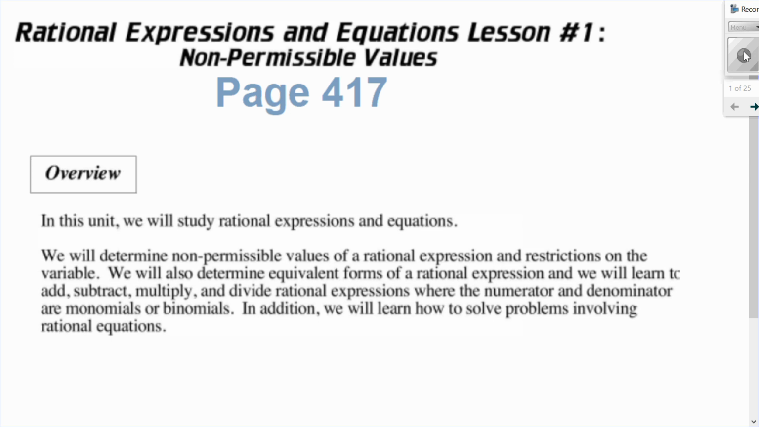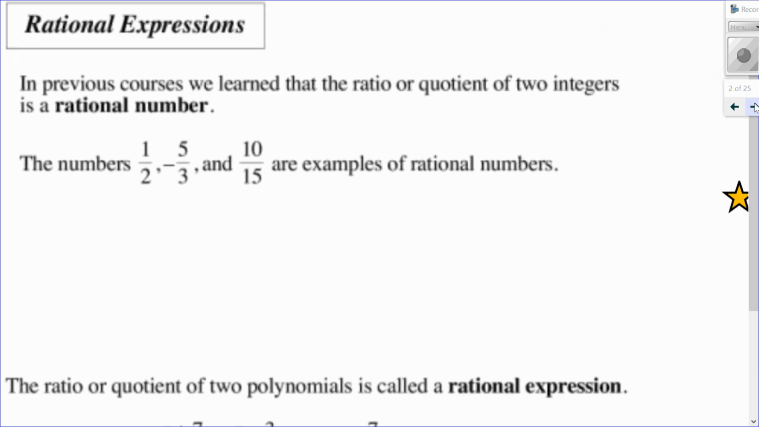In this lesson, we're going to look at rational expressions, in particular how to factor and how to find the non-permissible values. So let's get started. First of all, let's talk about what a rational expression is.